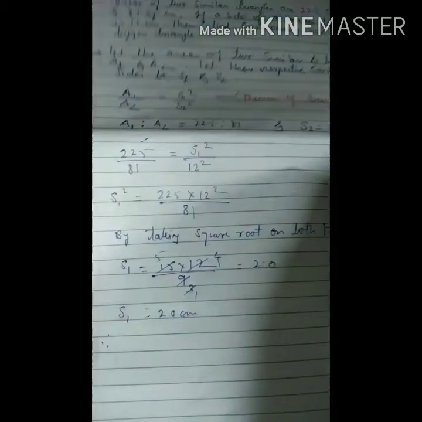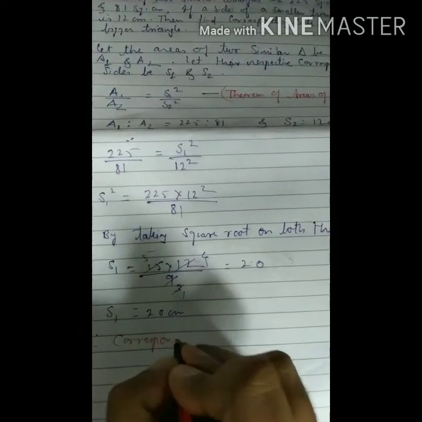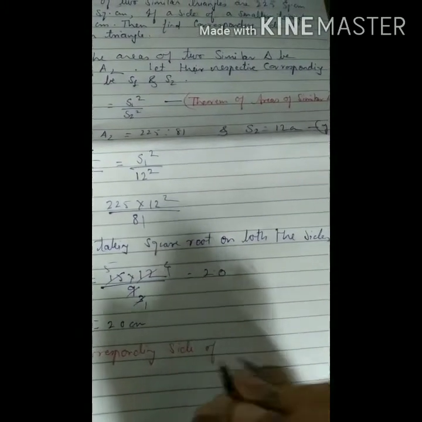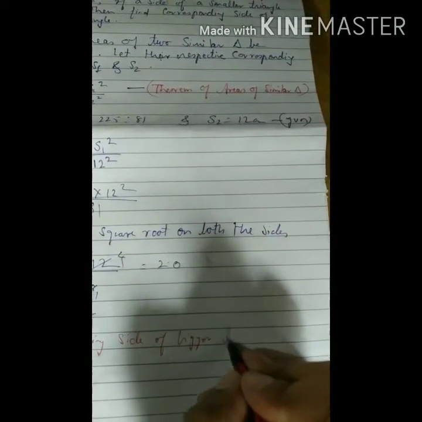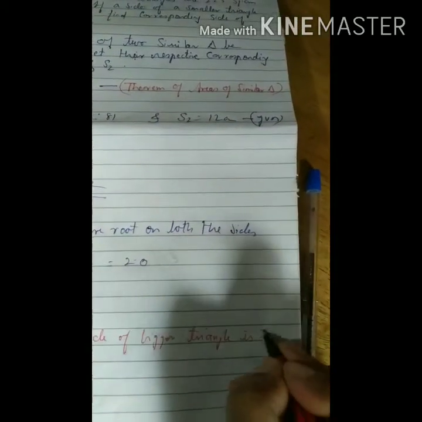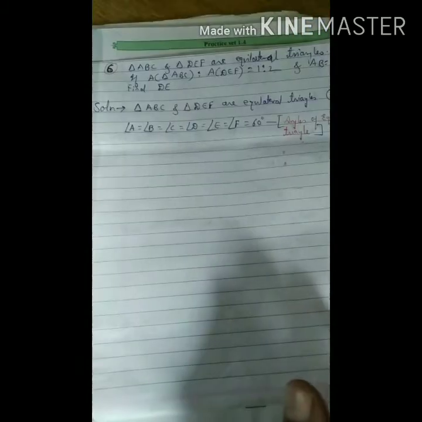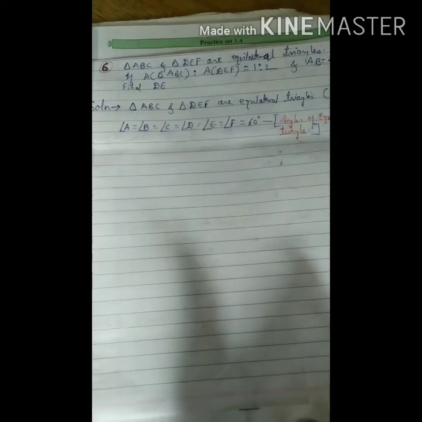Therefore, corresponding side of bigger triangle is 20 centimeter. Now let's move on to question number 6.